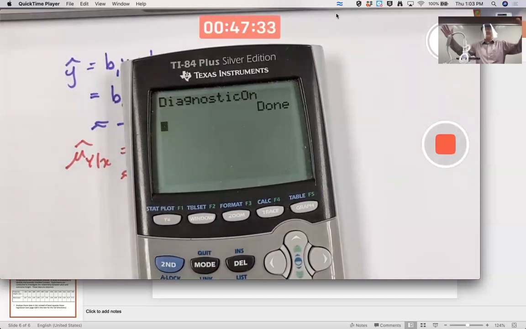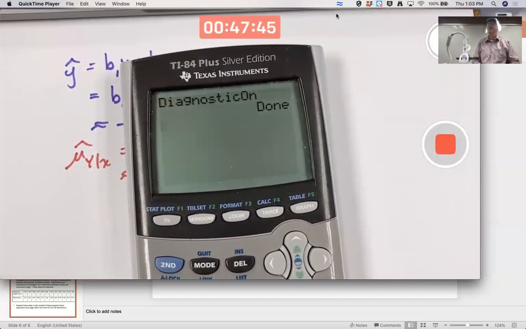Why they don't set that as the default, I have no idea. It doesn't make any sense to me. Like, why wouldn't you set computing R and R squared as the default? Because it is of interest in doing regression.